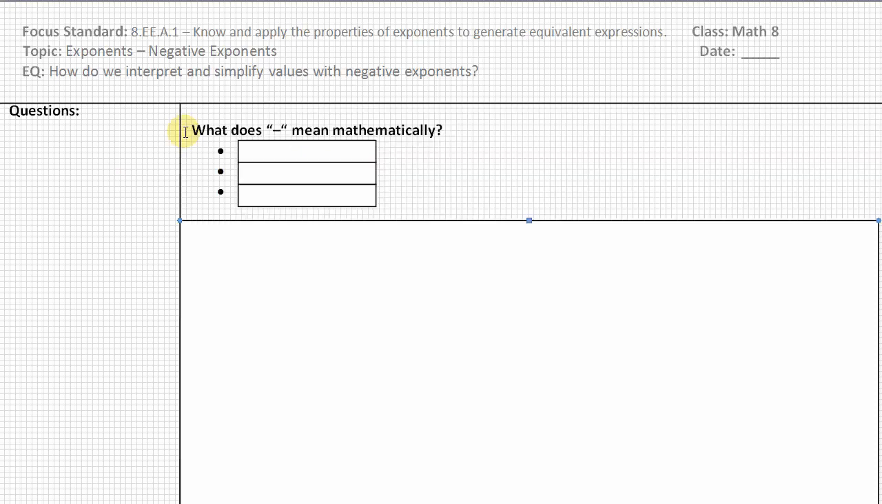Before we can dive too much further into this lesson, we first need to look at what this symbol here means mathematically, and I'm purposely not using any words. So when you see this symbol, oftentimes the first response I get is, oh, that's a subtraction sign. So it means minus or subtraction. And that's the first way we're taught.